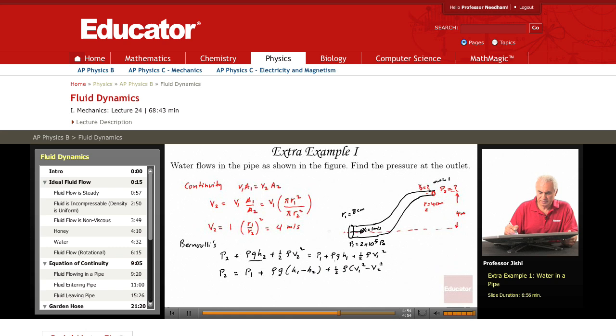Now P1 is given, 2 times 10 to the 5. Rho, that's the density of water, which is 1,000, that is 10 to the 3. g is 9.8. If I measure the height from here, h1 is 0. h2 is 4. So h1 minus h2 is minus 4. Plus half rho, again 10 to the power 3, 1,000, times V1 squared, which is 1, minus V2 squared, since V2 is 4, that's 16.